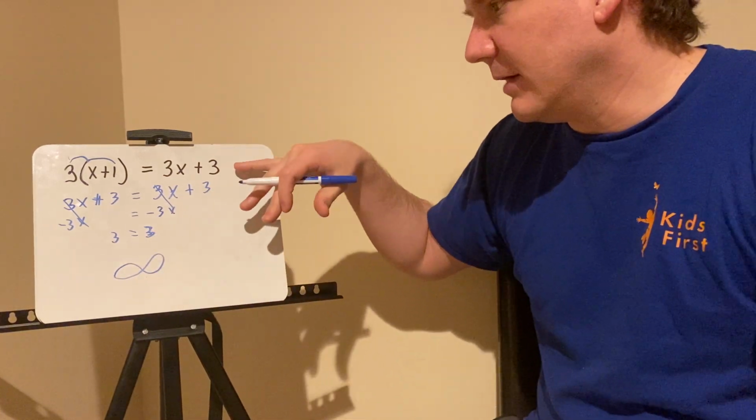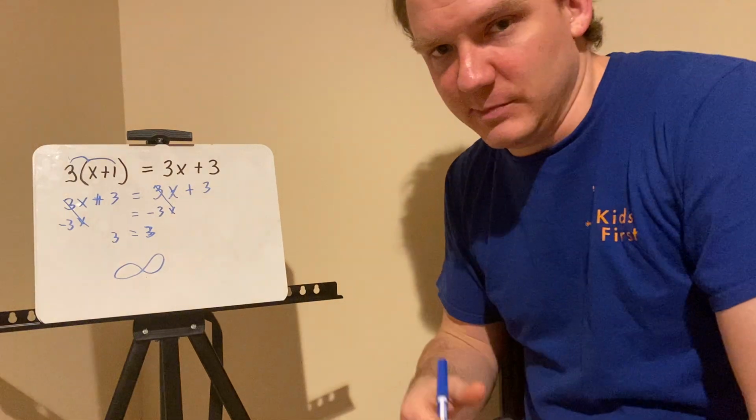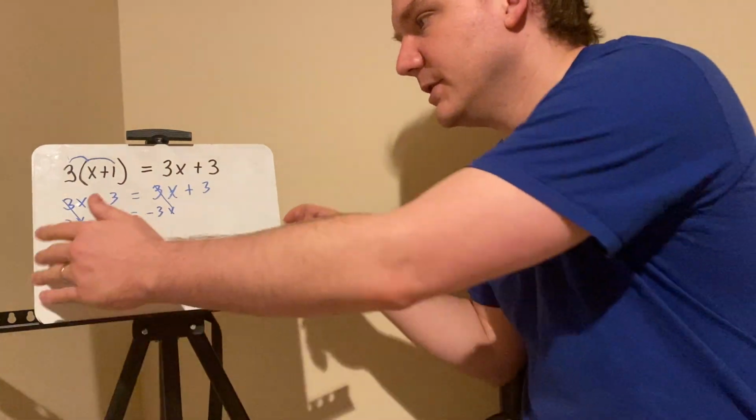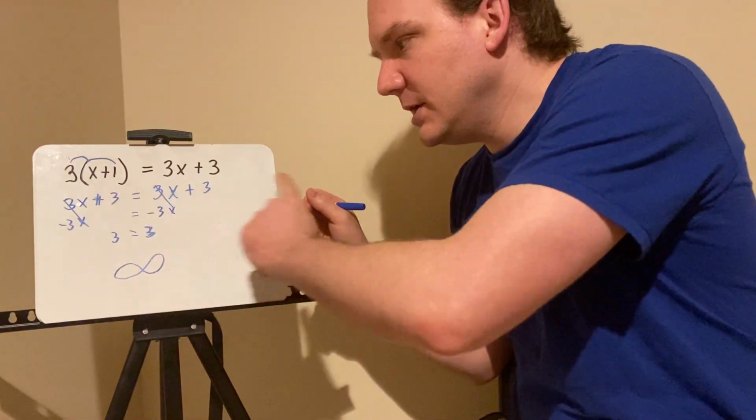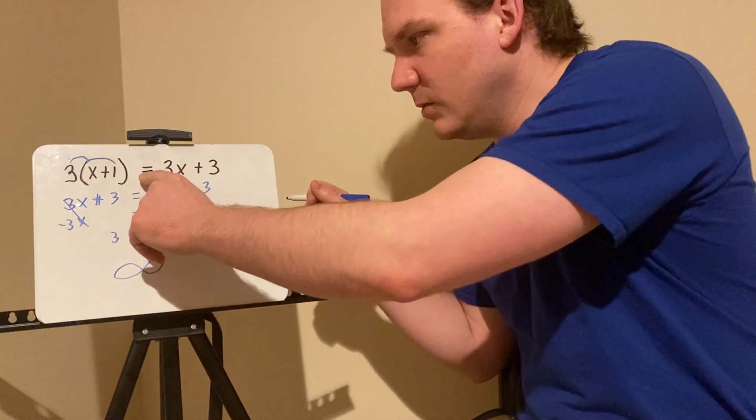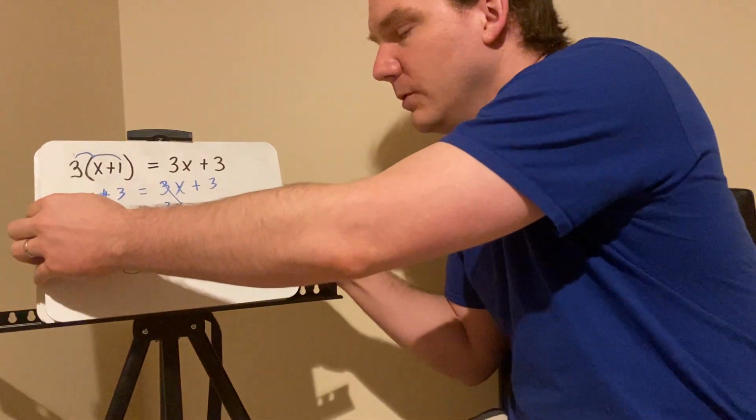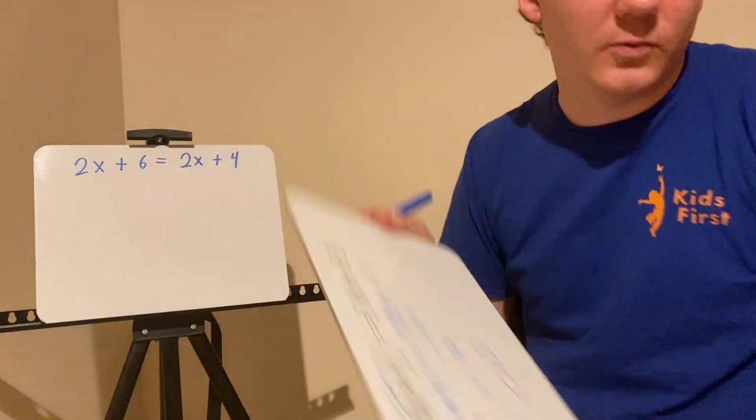Essentially, if I were to graph this, these would be the exact same line. They would be right on top of each other. Any number can go into either one of these equations and this statement will still be true. Or either one of these expressions and the equation will be true.